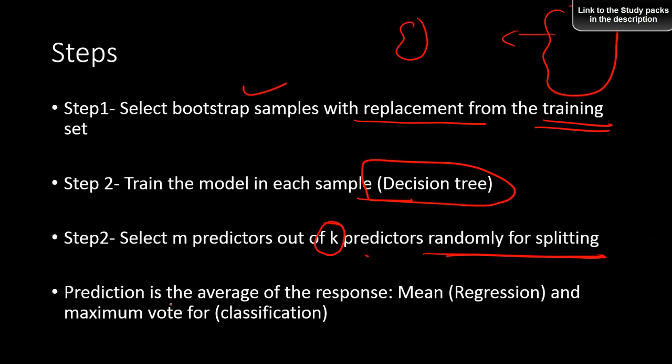And prediction is the average of the response if it is a regression problem; then we just take the mean of it. If it's a classification problem, we just take the maximum vote, or the majority vote.